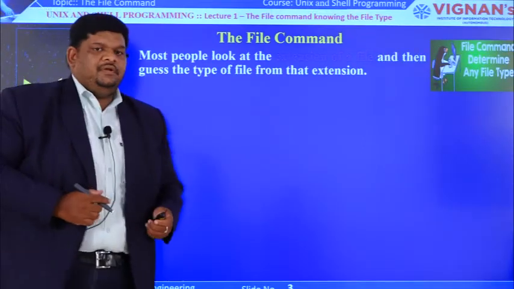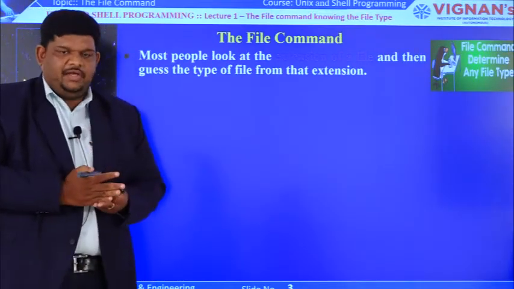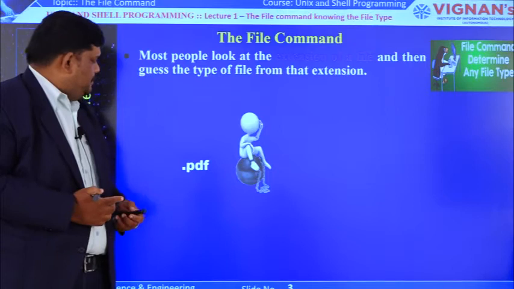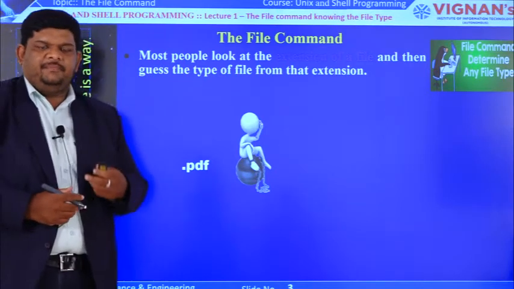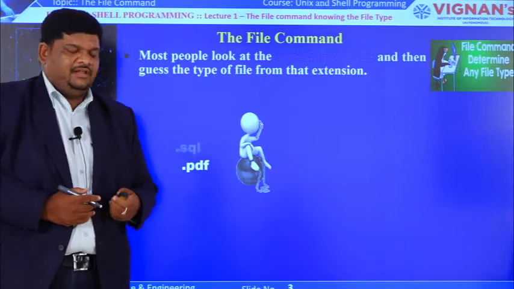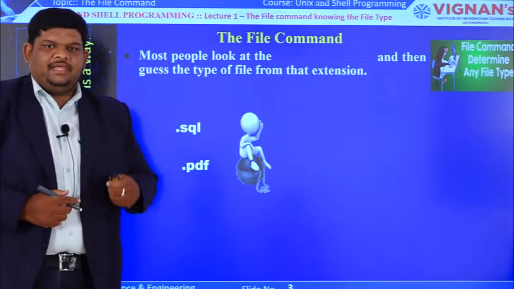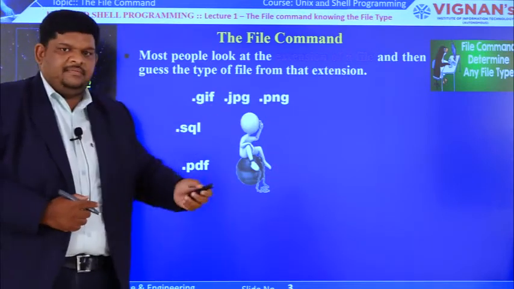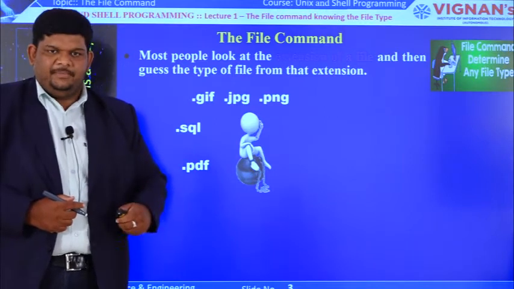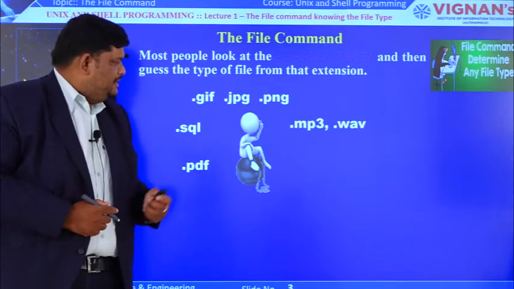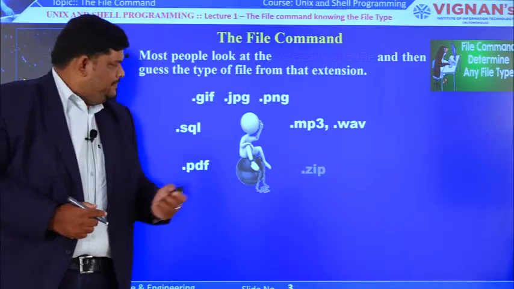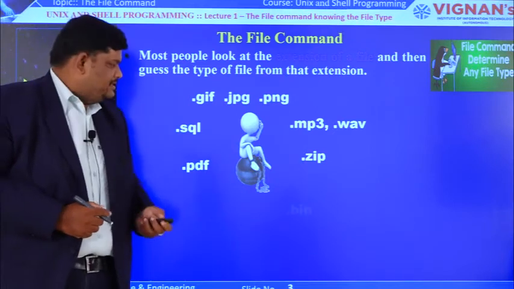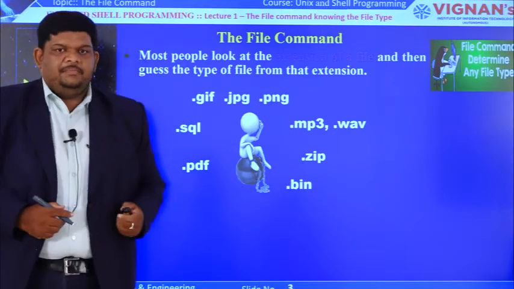Most people look at the extension of the file to know which type of file it is. For example, if the file has .pdf, people know it is a PDF file. If it is .sql, it is related to a database file. If it is .gif or .jpg, people think those are image files. If it is .mp3, it is an audio file. If it is .zip, it is a compressed or zipped file. If it is .bin, it is a binary file.